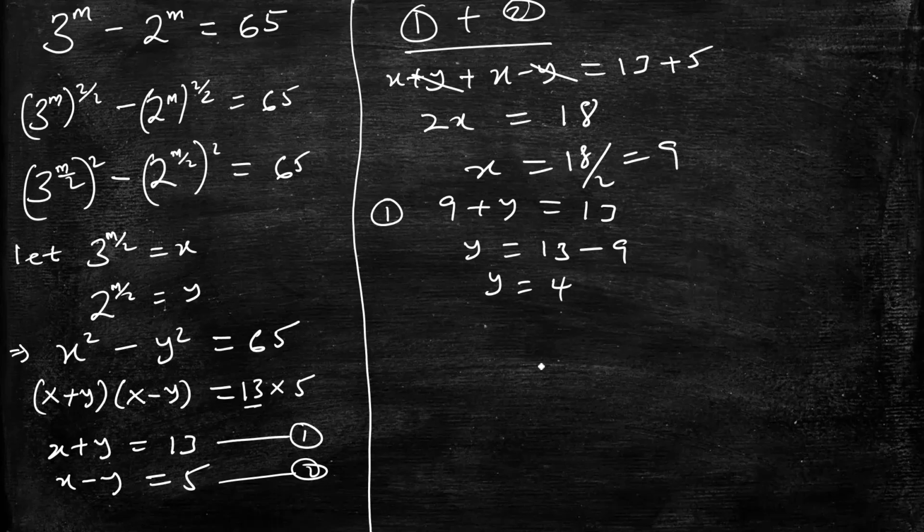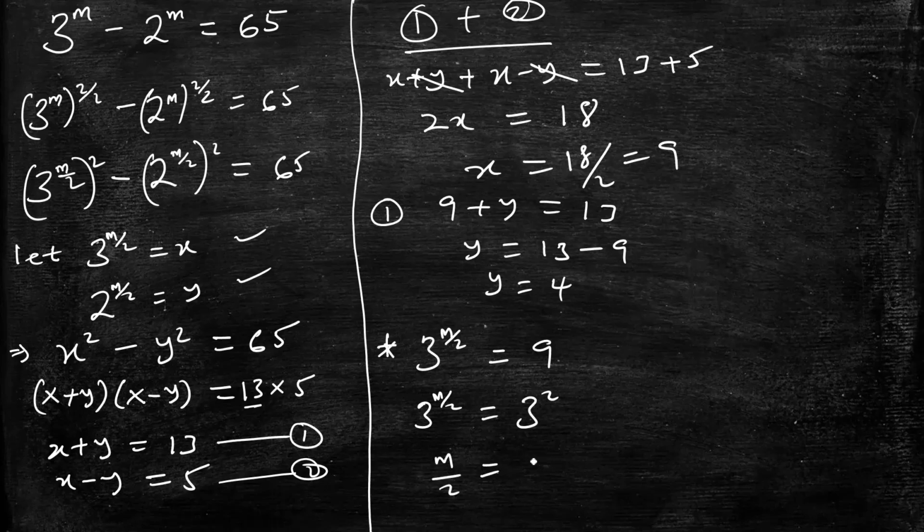Okay, so let's go back to this. Now let's do the substitution. The first one has to do with 3 raised to m on 2 equals x. But x is 9, so we can change the right hand side to 3 to the power 2. So we have m on 2 equals 2. Therefore, m is 4.